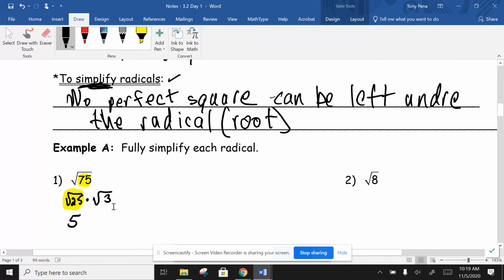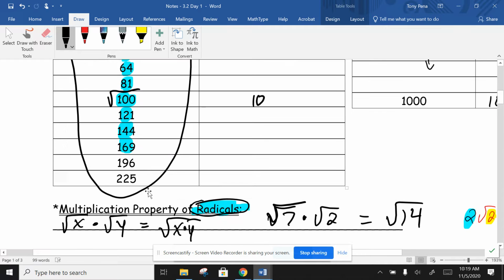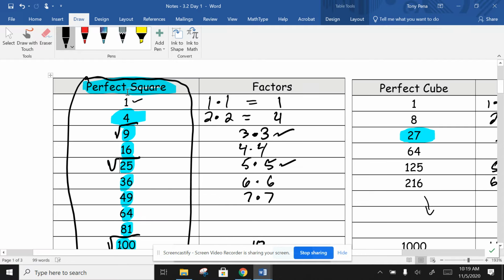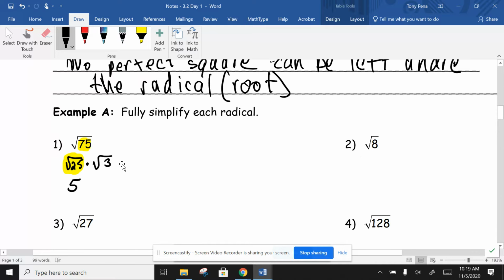But if you look at this 3 here, is 3 listed as one of our perfect squares? No. If I ask you what did you square to get a 3, that'll keep you busy for a while in terms of what number could I multiply by itself to get a 3, and there isn't one. So because of that, there is no way for us to simplify that 3. You're just going to leave that underneath the radical. So this here is your simplified answer, 5 times the square root of 3. There's nothing we can do with the 3.